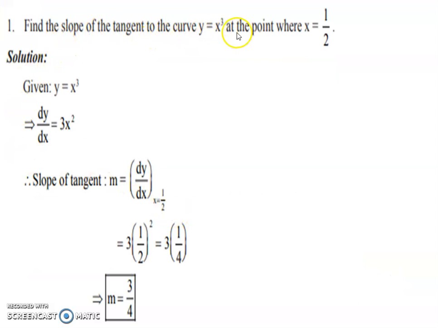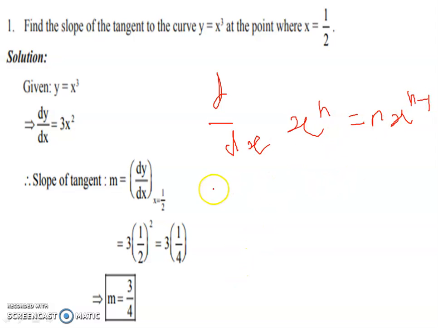Find the slope of tangent to the curve y is equal to x cube at the point where x is equal to 1 upon 2. What is given? y is equal to x cube. dy by dx is equal to 3x square. We have to use the derivative formula: derivative of x raised to n is n x raised to n minus 1. That's why the derivative of x cube is 3x square, here n is 3, so 3x raised to 3 minus 1.